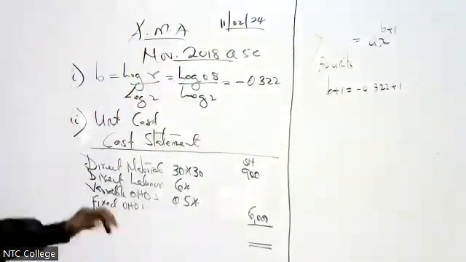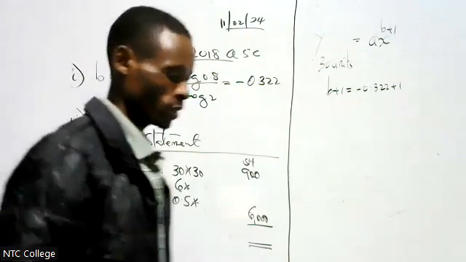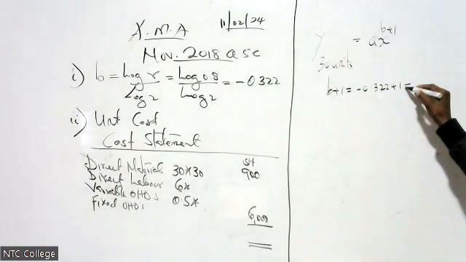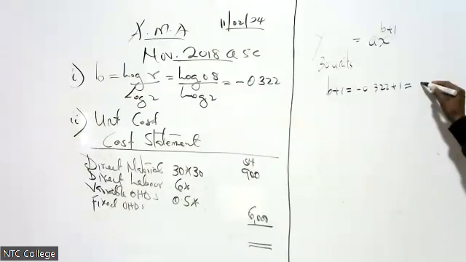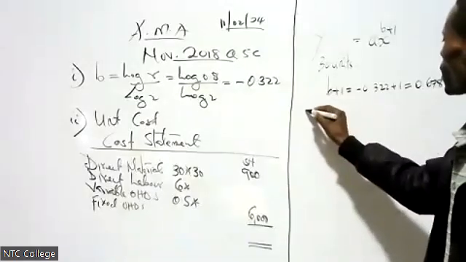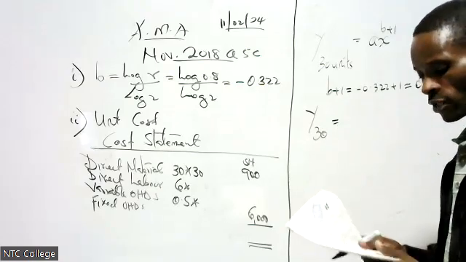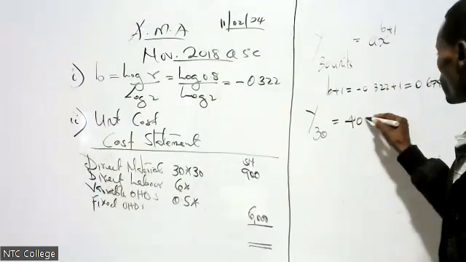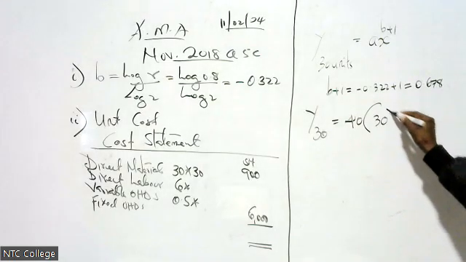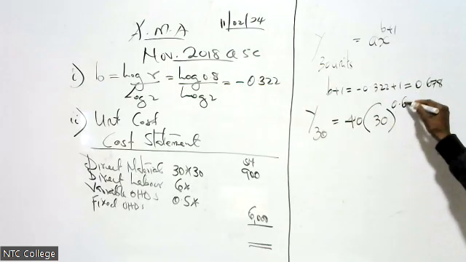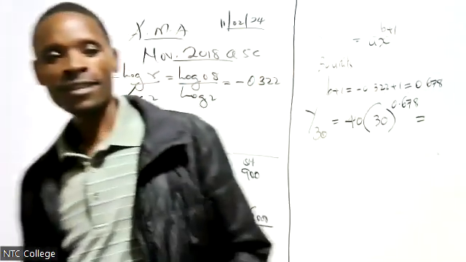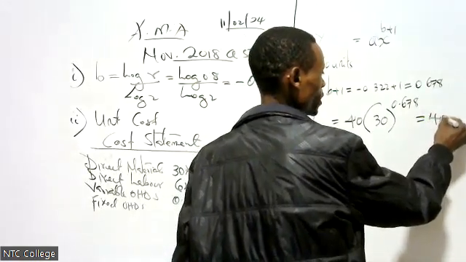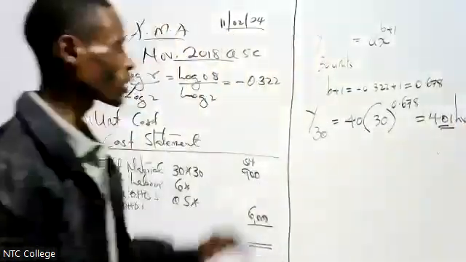Welcome. So here we are, and we are tackling this question of learning curve under topic number 2. So B plus 1 comes to 0.678. The time taken to produce the 30 units will be equal to the time taken for the first unit, which was given as 40 hours, multiplied by 30 units raised to 0.678. How many hours to produce the 30 units? I got 401. So 401 labor hours to produce the 30 units.